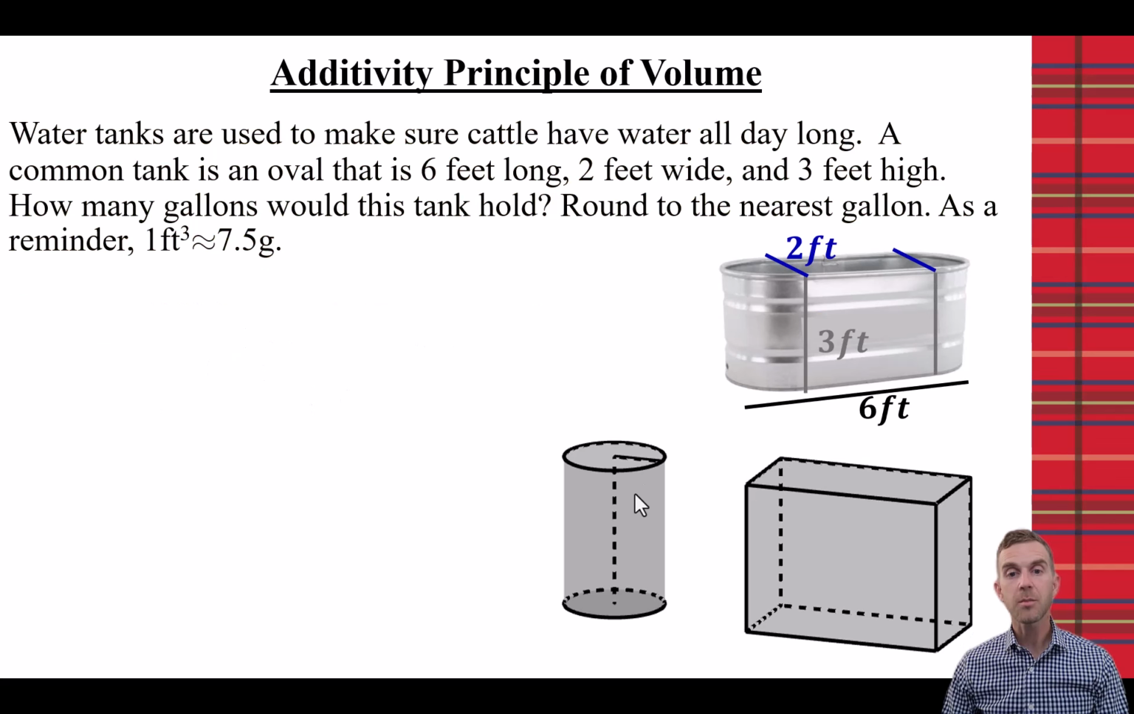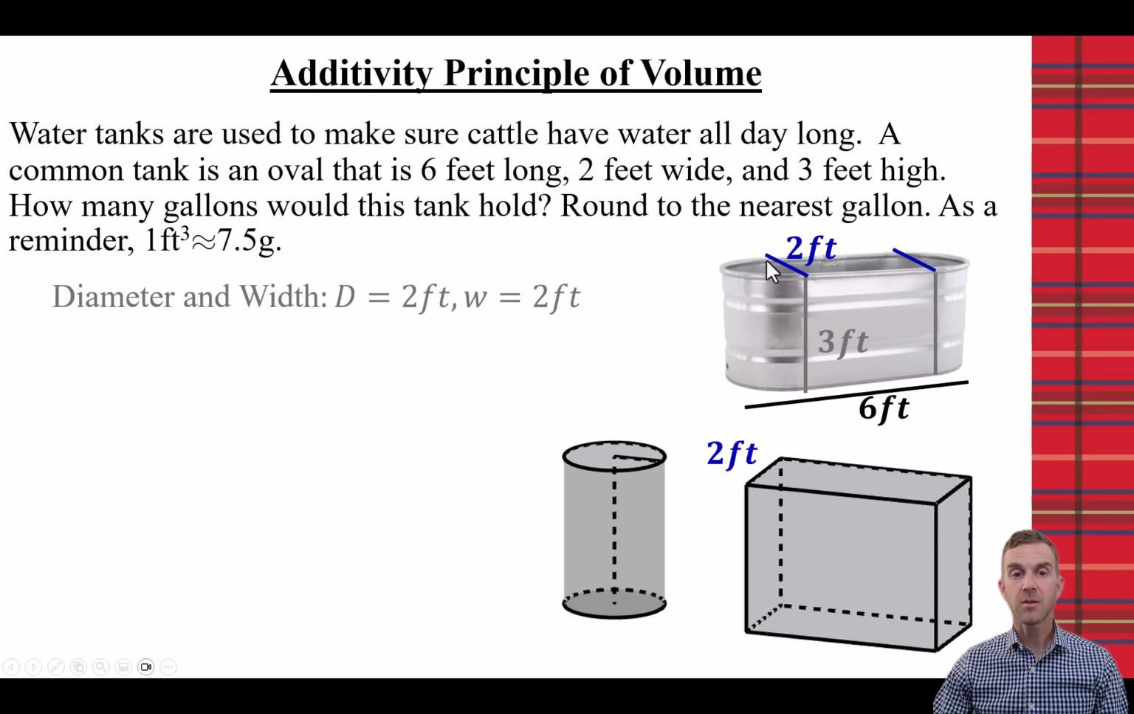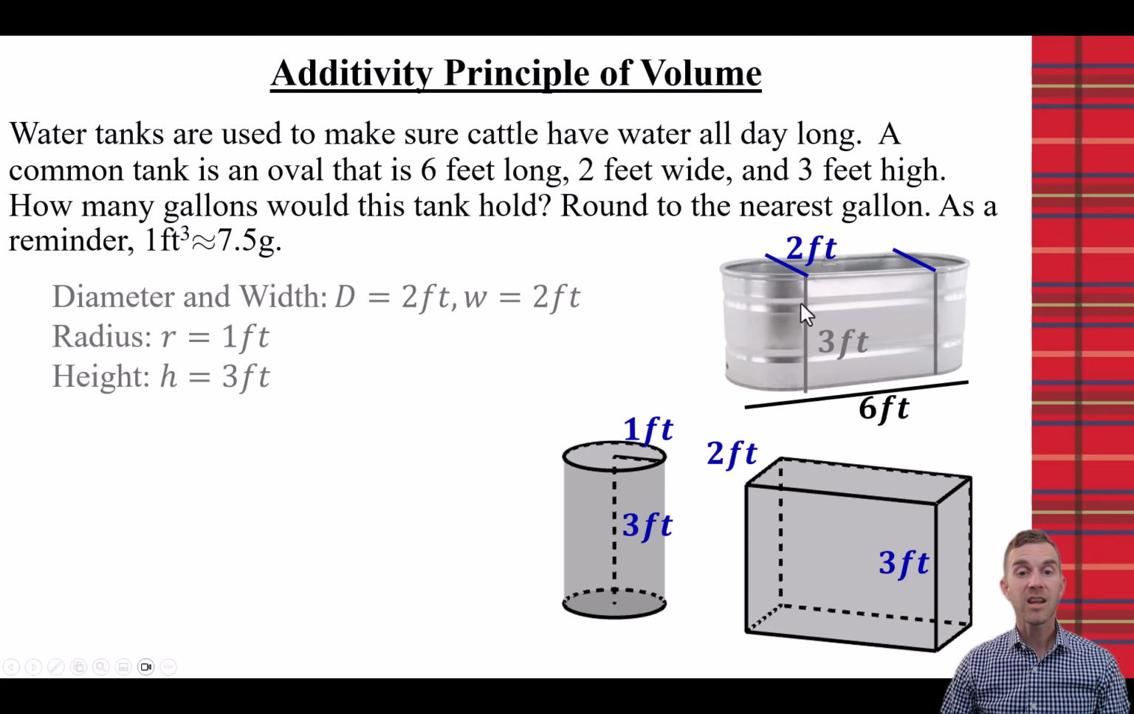So let's start labeling the parts to each of these. We know that the width of our tank is 2 feet, and the width would also represent the diameter of the cylinder. But remember, for a cylinder, we don't care about the diameter, we care about the radius. So if the diameter is 2 feet, we know the radius would have to be 1 foot. The next thing both of these solids need is the height, and the height is given to us as 3 feet. Now we need one more side for our prism, which is this length from left to right here.